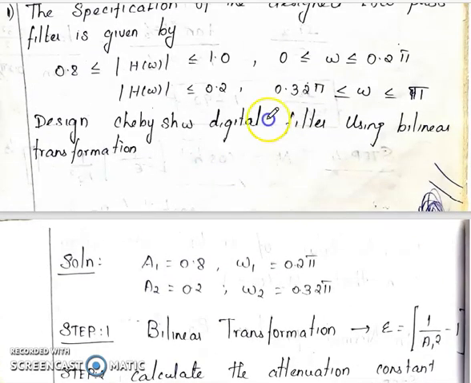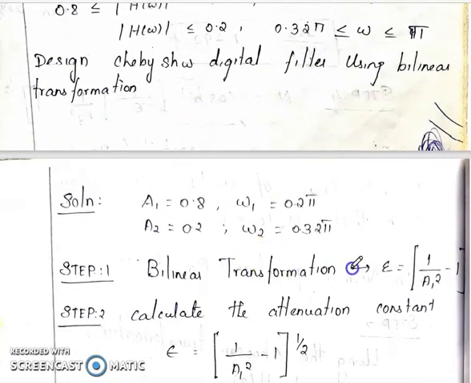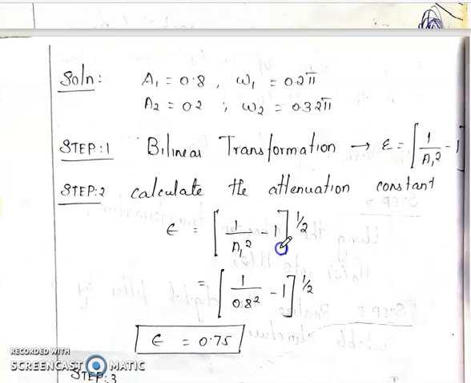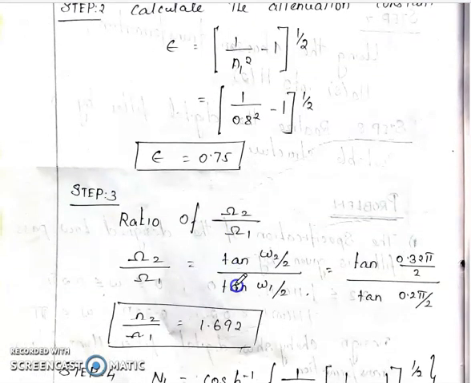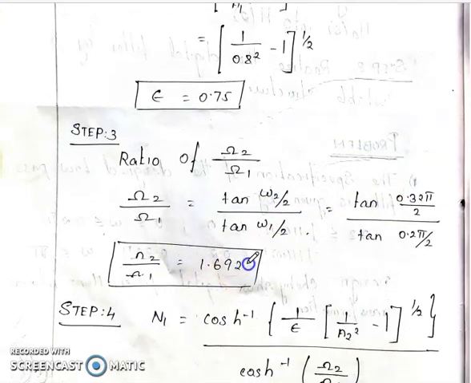Now we use the technique of bilinear transformation, so I am taking the formula 1 by (a1 square minus 1) the whole power 1 by 2. So we know the a1 value, and substituting it in the formula, our attenuation constant eta will be 0.75. Then we move on with step 3. In step 3, using bilinear transformation, I am considering the formula tan of omega 2 by 2 by tan of omega 1 by 2, so that we get the value 1.69.